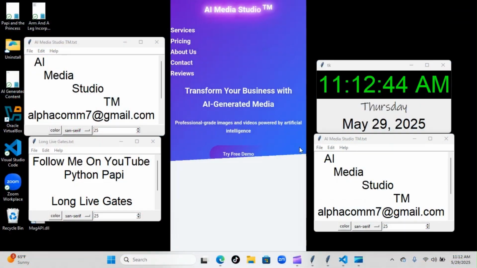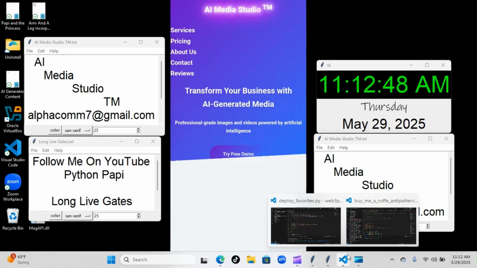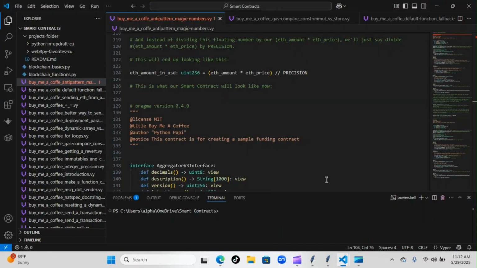On today's episode of Python Papi, we're back inside our smart contracts project. Let's have a look at what we're going to be going over today. Today we're going to be finishing up this module for anti-pattern and magic numbers. So let's pick up where we left off from yesterday.